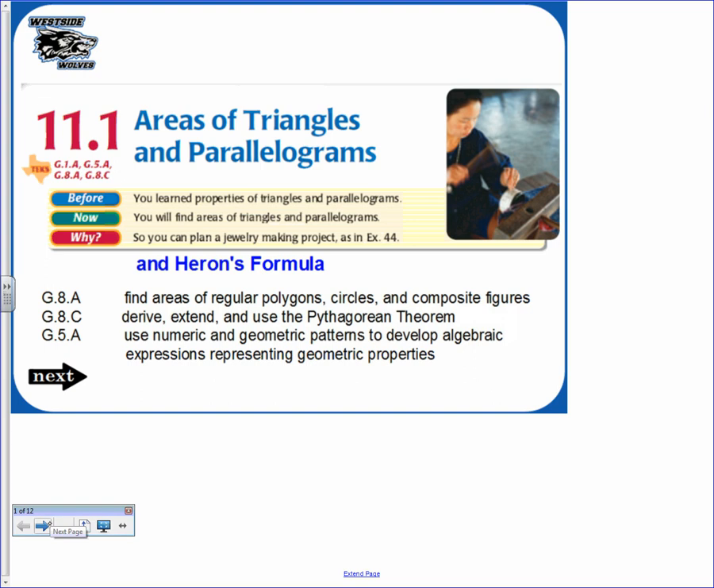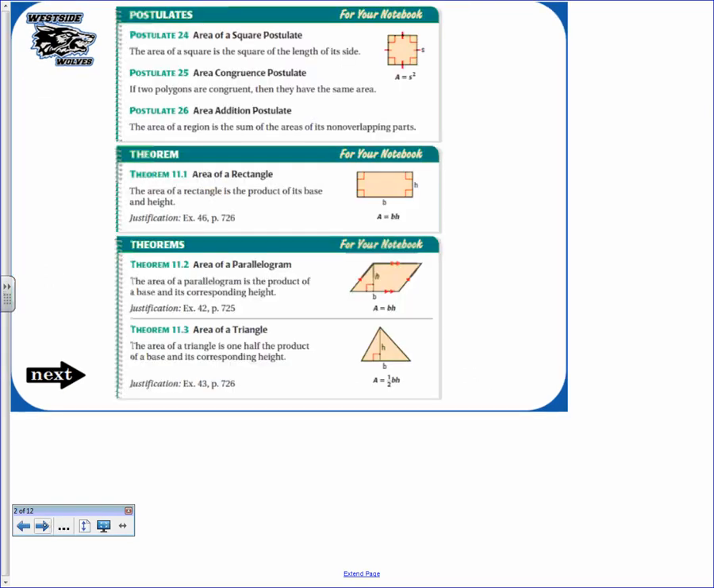All right, as we start our video today, here are the basic formulas. If you have your postulates and theorem sheet out, you can highlight these postulates and theorems. We have the area of a rectangle, which is area equals base times height. The area of a square, which is area equals s squared. Area of a parallelogram, where the area equals the base times the height.